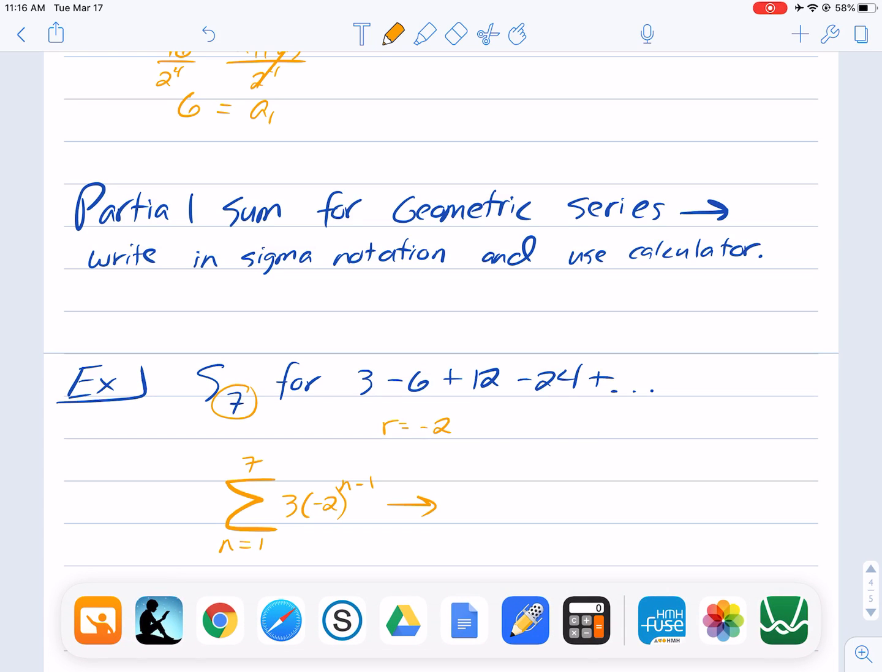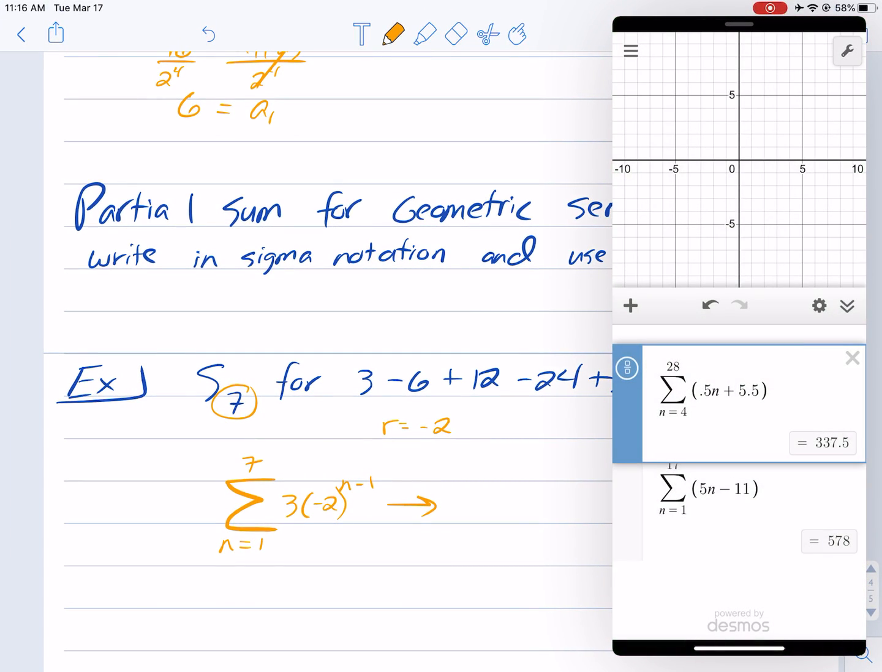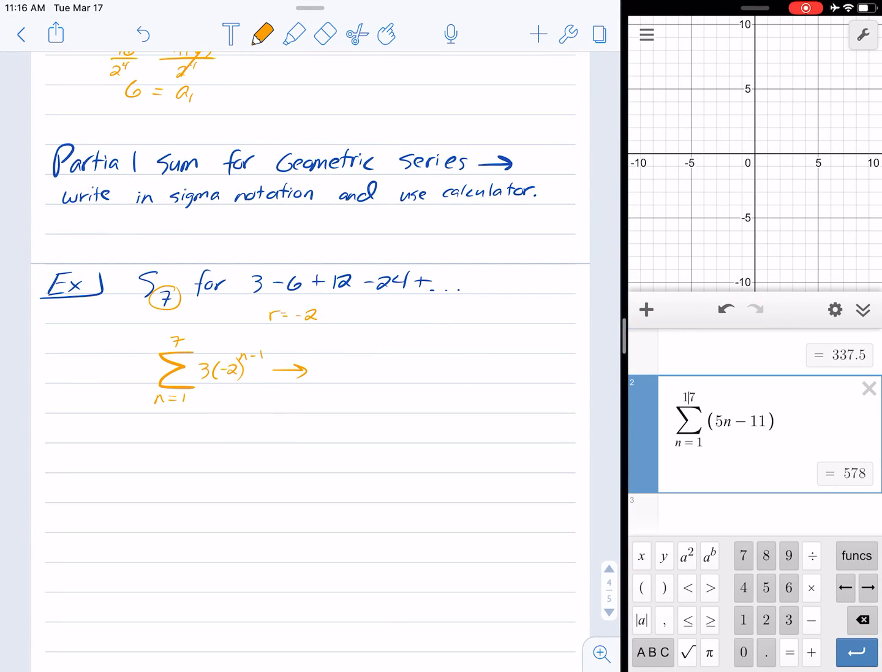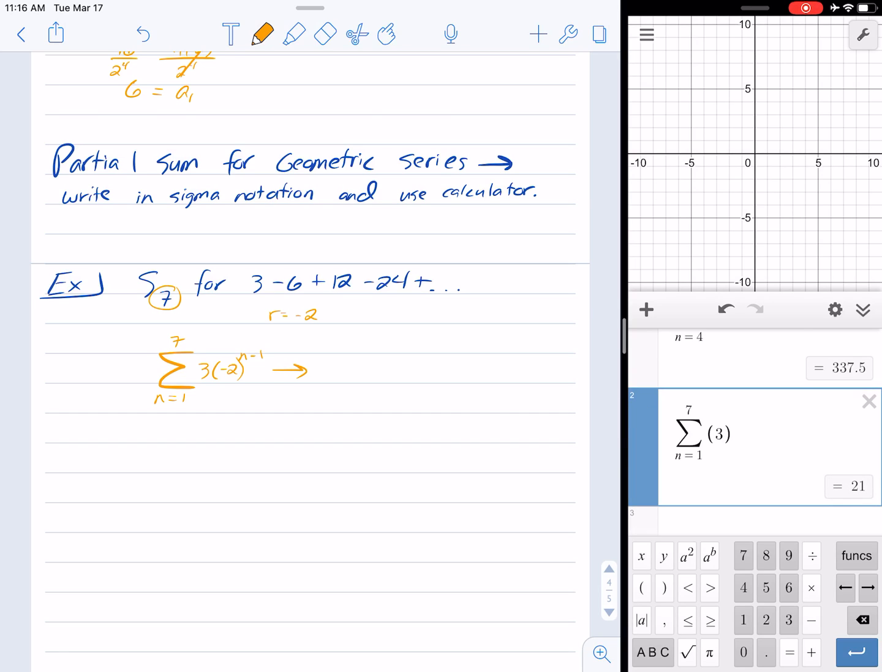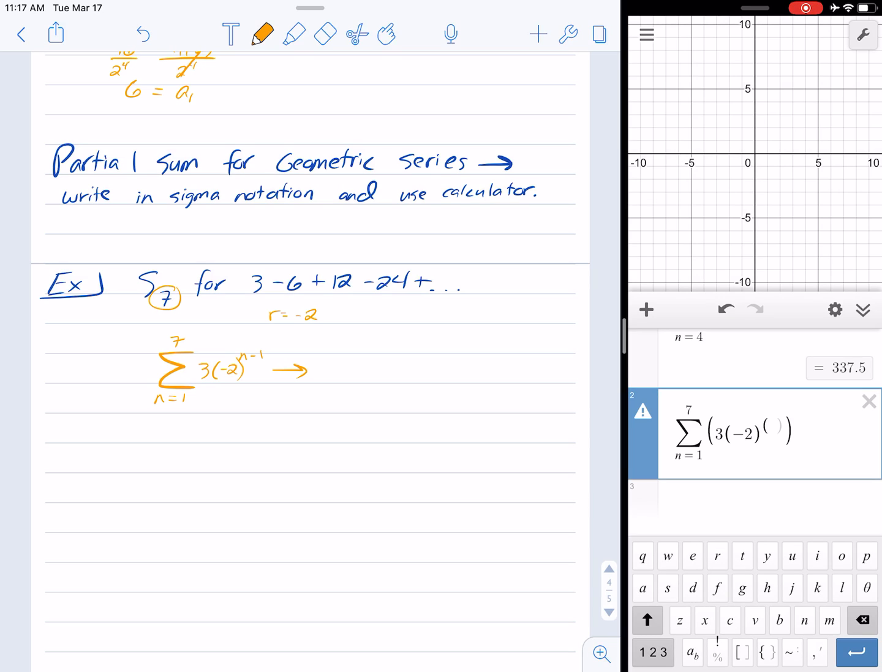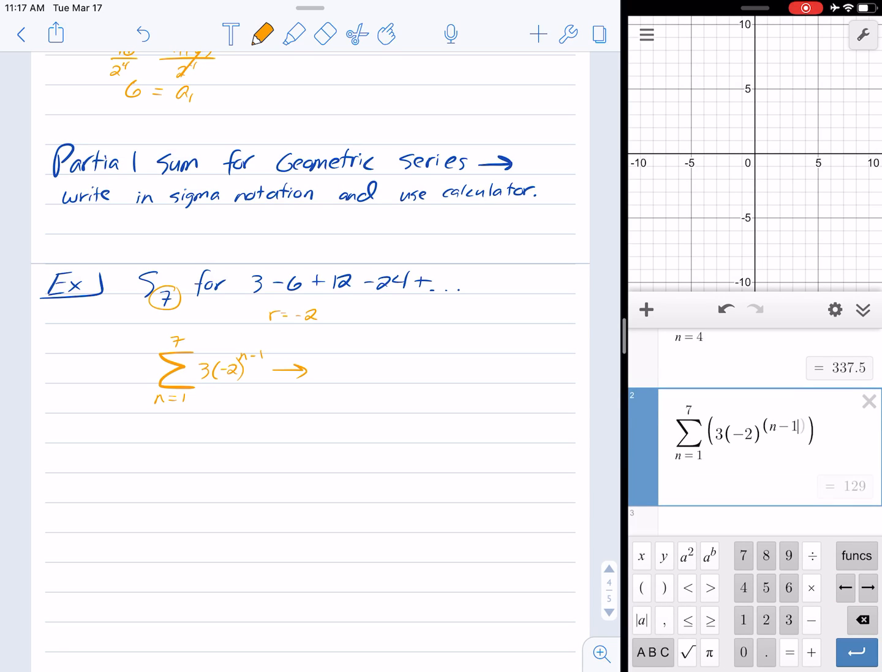So let's punch that in on Desmos. 1 up to 7. And you need to be really careful here if you're using Desmos, or even if you're using your TI-84 calculator, the one that you have with you. You need lots of parentheses for exponentials. So 3, another set of parentheses, -2 to the power of, another set of parentheses, n minus 1, close them, and we get a sum of 129.